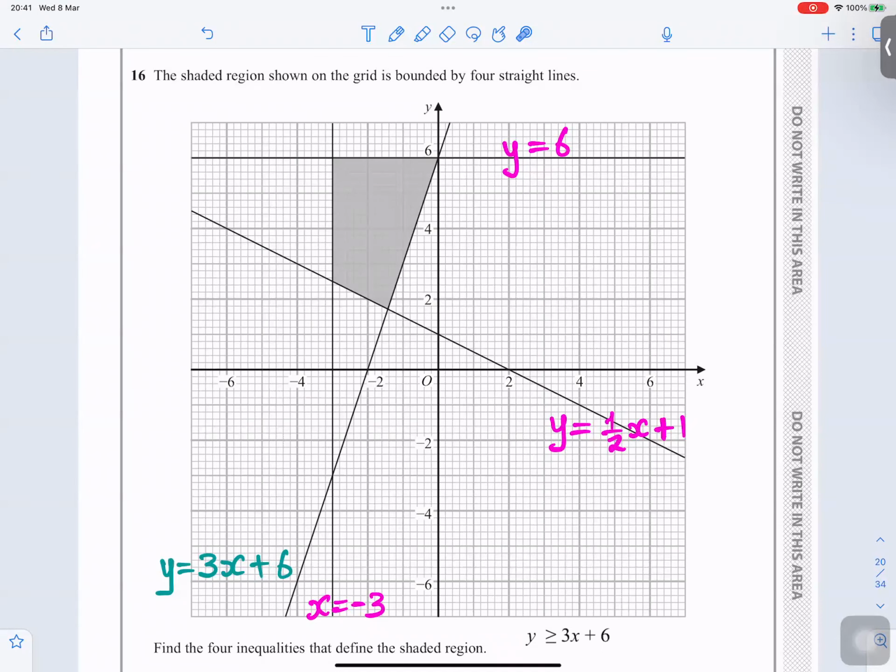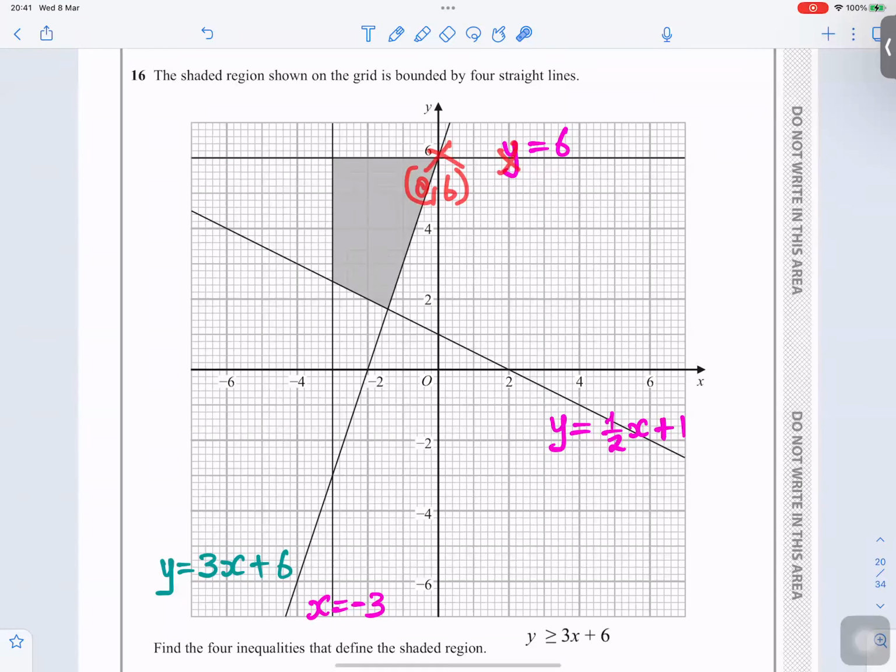Question number 16. The shaded region shown in the grid is bounded by 4 straight lines. Find 4 inequalities that define the shaded region. So we have the shaded region there. We need to find the equation for the 4 lines. We start with this top line there, y equals 6, and the reason is that this point is 0, 6.